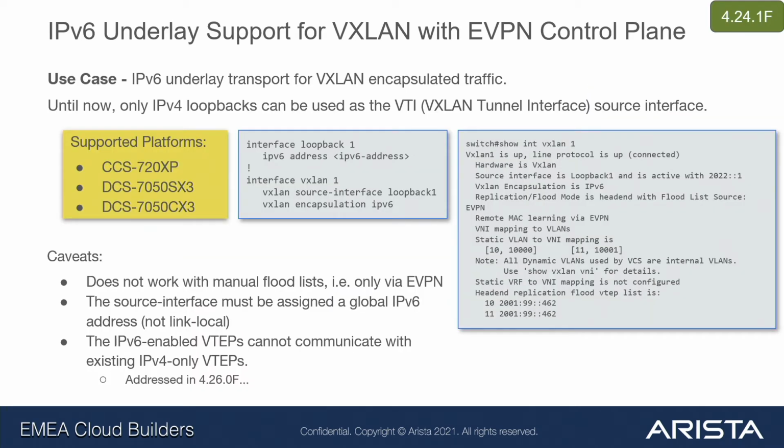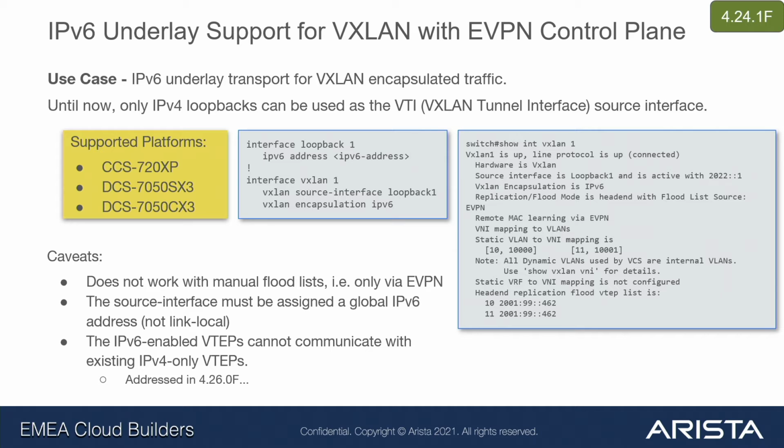So a few nice features in EVPN in 4.24.1F is the ability to have an IP version 6 underlay for VXLAN EVPN. It says it in the title. What this allows us to do is have EVPN encapsulated by IP version 6, and within the encapsulation we can carry IP version 4 or IP version 6 traffic. Up till now, over the years, we've not had the ability to have VXLAN VTEPs addressed as IP version 6.